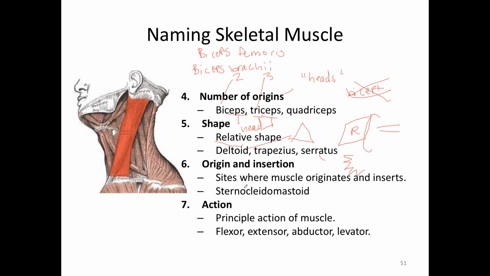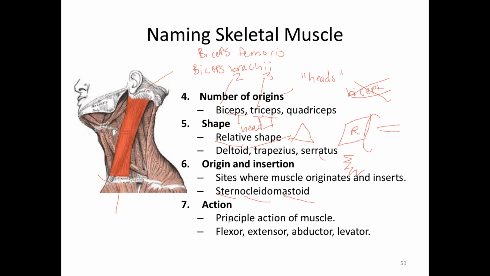Some muscles are simply named for their origins and insertions. So an origin is going to pull the insertion towards it when the muscle contracts. Sternocleidomastoid is a good example. Sterno means sternum, right there. Cleido means clavicle, right here. And it inserts on the mastoid process of the temporal bone, right here. So the name literally tells you the origin and insertion. So if I ask you the insertion or the origin of the sternocleidomastoid, there is no excuse for you not remembering it. It's literally right there in the name.